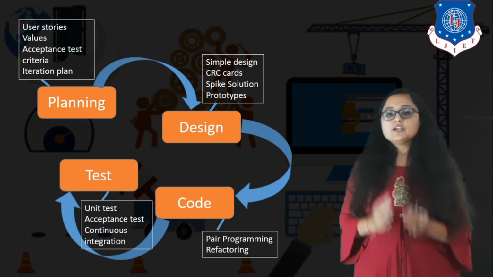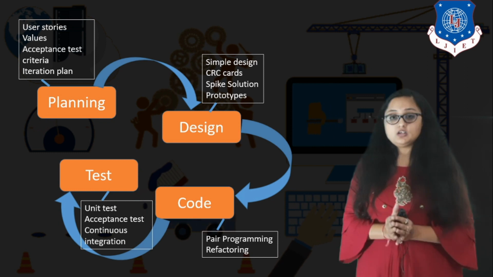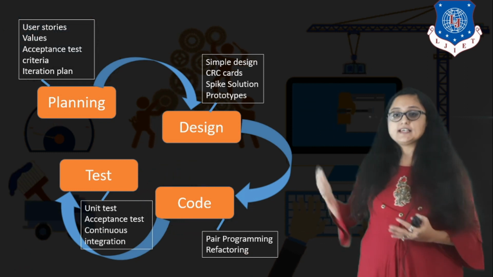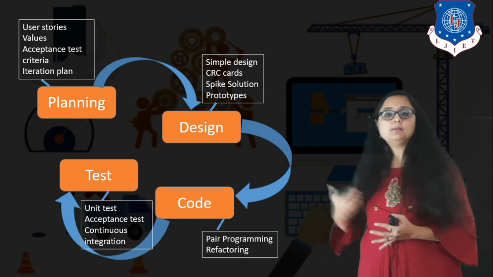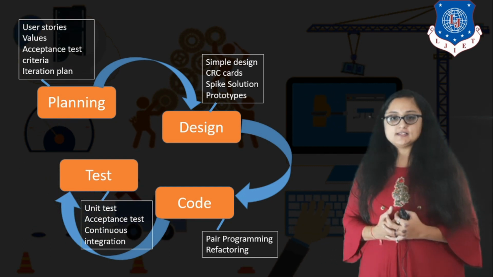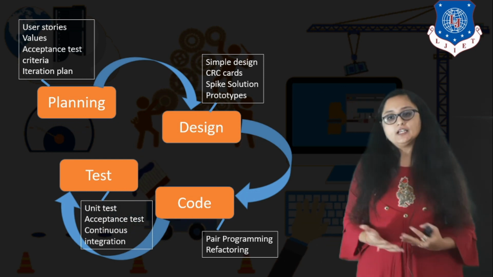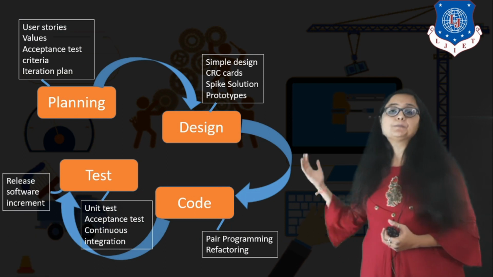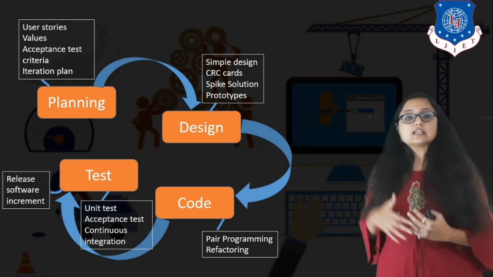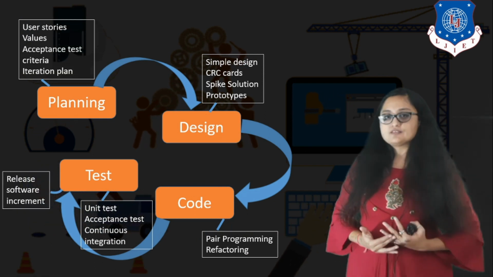Now you are unit testing each user story thoroughly. Also acceptance test criteria that was established in the planning phase is now implemented while the testing phase is commencing. Also there is continuous integration and there is continuous deployment in extreme programming. So you are releasing the software in increments as we have planned.